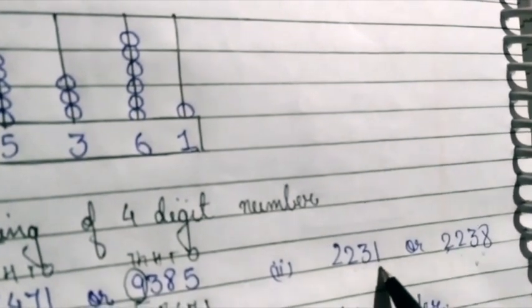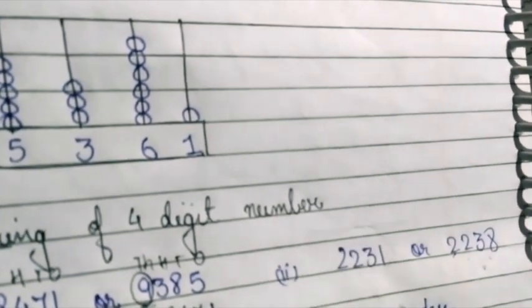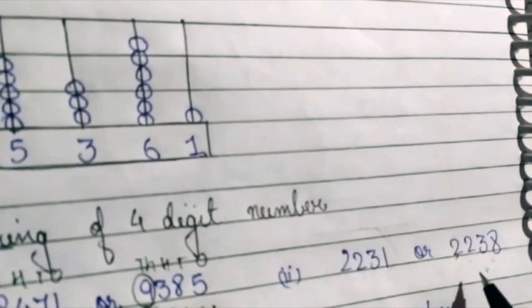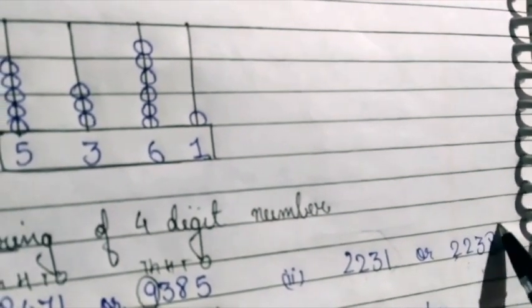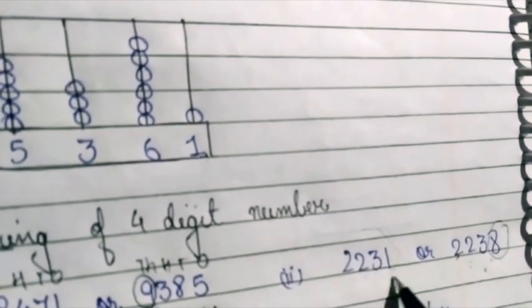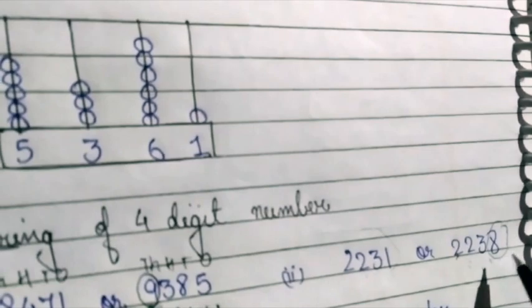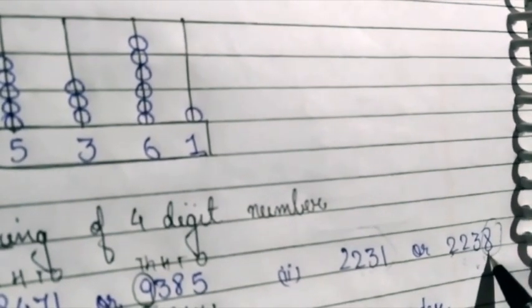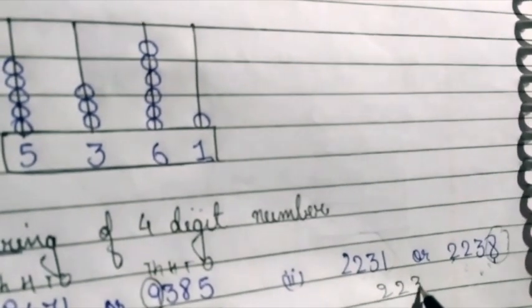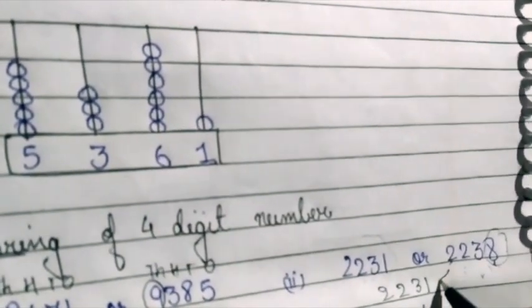What we look, that in the number 2231, 1 comes in the place of ones, and in the number 2238, 8 comes in the place of ones. So tell me students, which is greater, 1 or 8? Exactly, 8 is greater than 1. So ultimately what we get, 2231 is less than 2238.